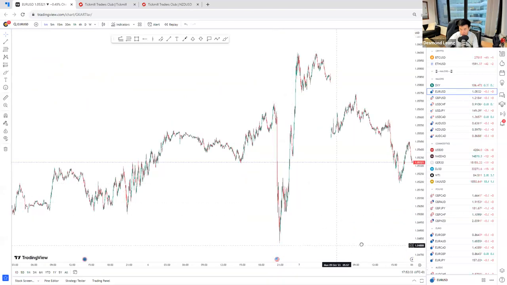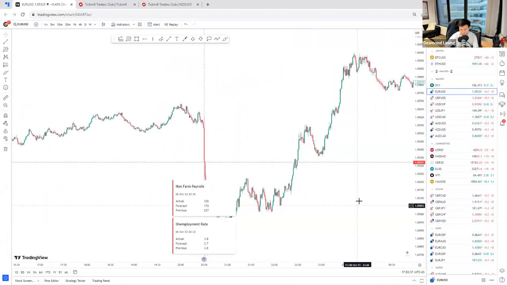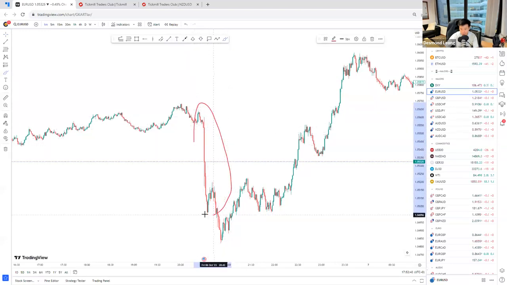There we go. This non-farm payroll, right? When the non-farm payroll occurred, can you see this was the movement of the non-farm payroll? It caused this massive movement over here. We all can agree that this really shook things up a bit. It's a big move, right?